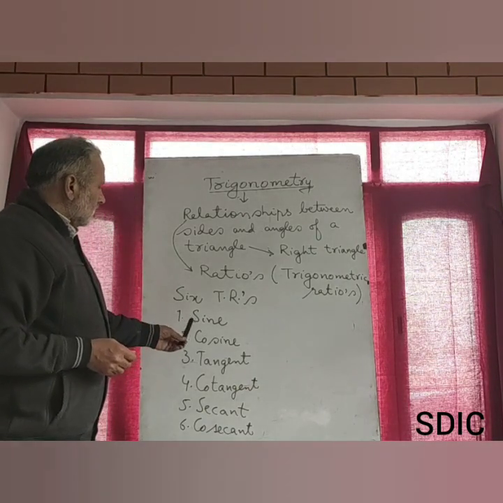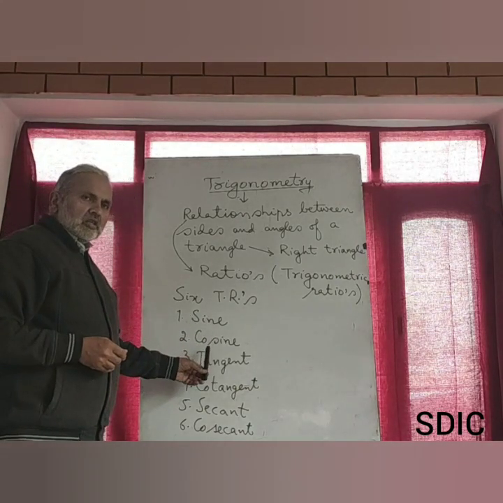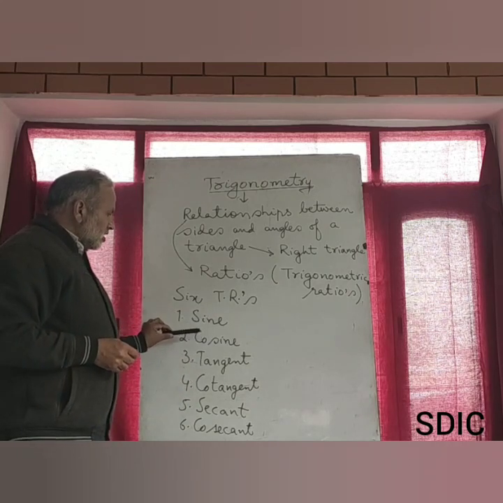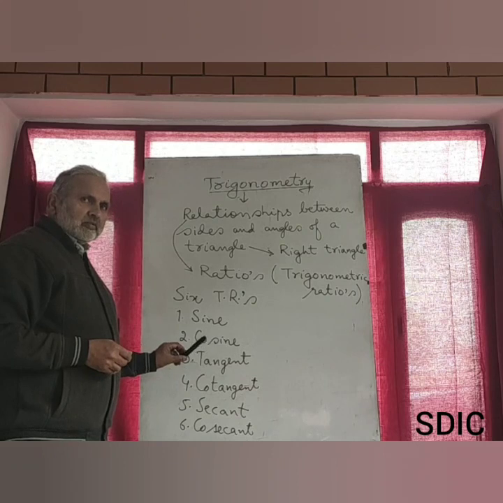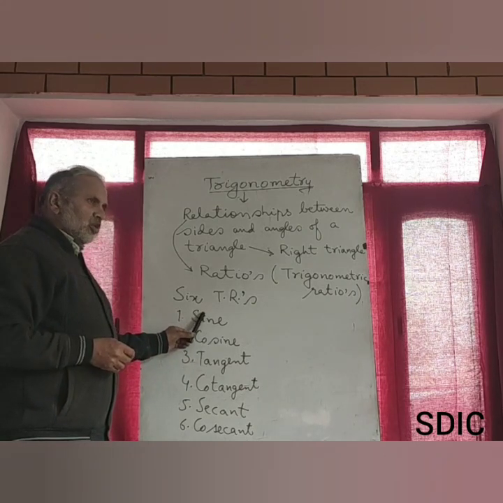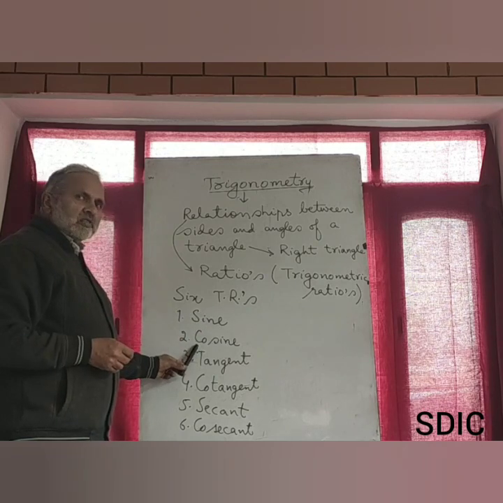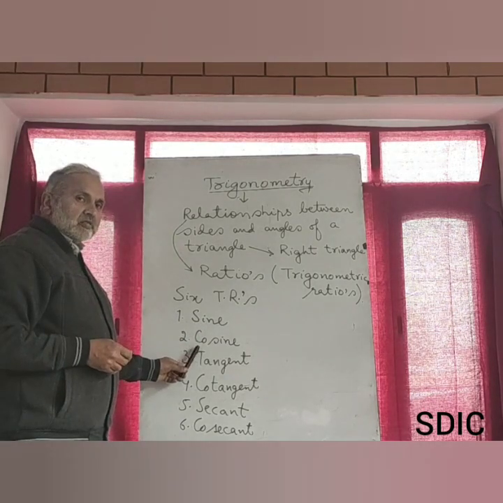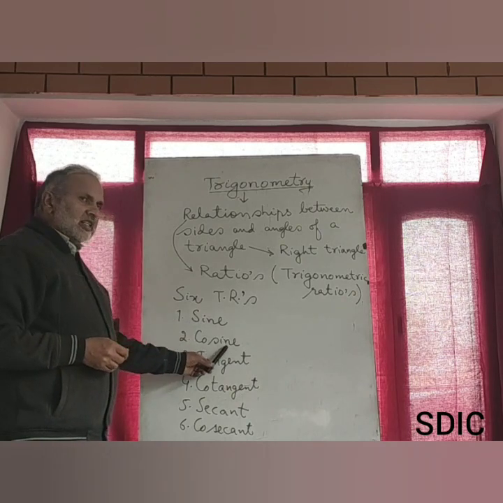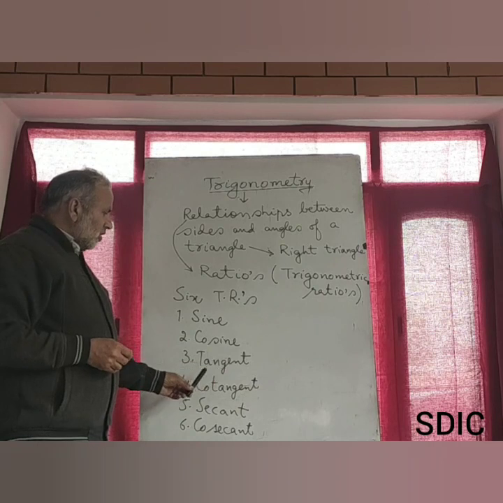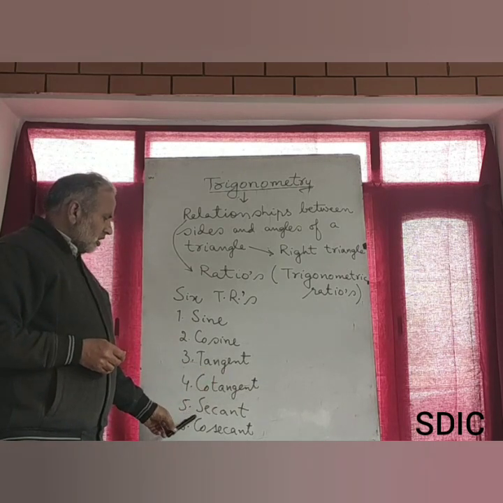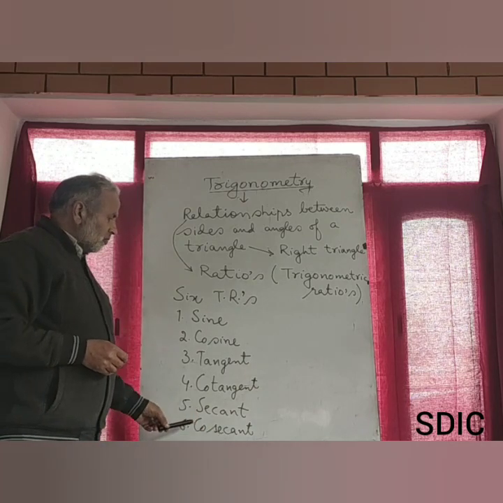The words you can observe, you can see from here, each next word consists of previous word with co as prefix. Sine, when co prefix is added, becomes cosine. Tangent, when co prefix is added, becomes cotangent. Secant, when co prefix is added, becomes cosecant.